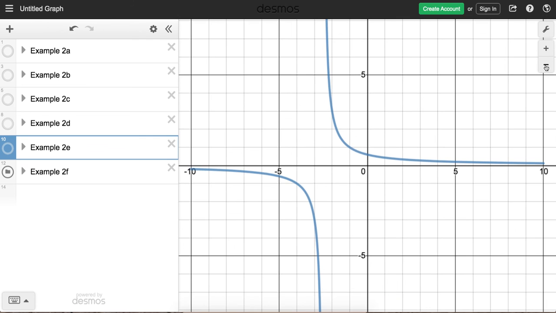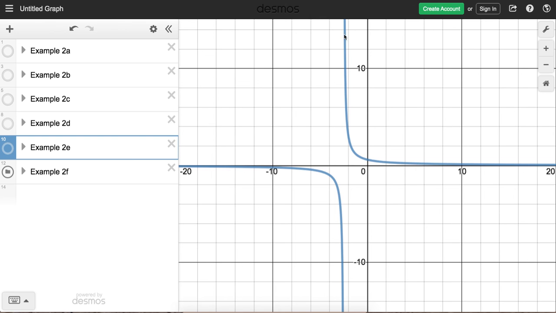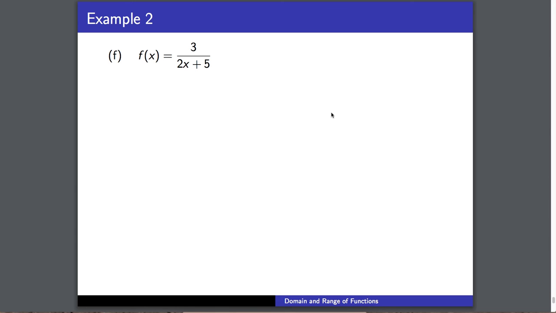As far as this graph is concerned, you'll get every possible y value you want with one exception, and that one exception is 0. You're never going to get a 0. The reason being is we cannot divide 3 by any number and have it ever come out to equal 0. So 3 divided by any number will never equal 0, which is why the range of this function is y cannot equal 0. It can equal anything else but 0.